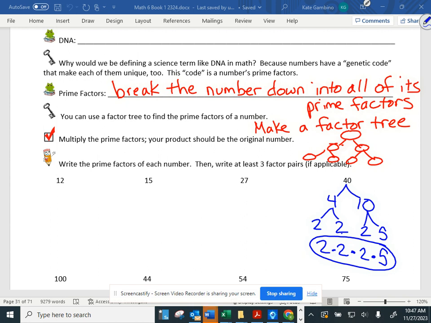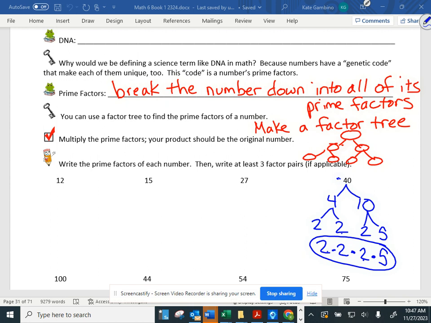2 times 2 is 4. 4 times 2 is 8. 8 times 5 is 40. So that prime factorization is showing me what prime numbers we multiply together to get our original number. Any questions on prime factorization?